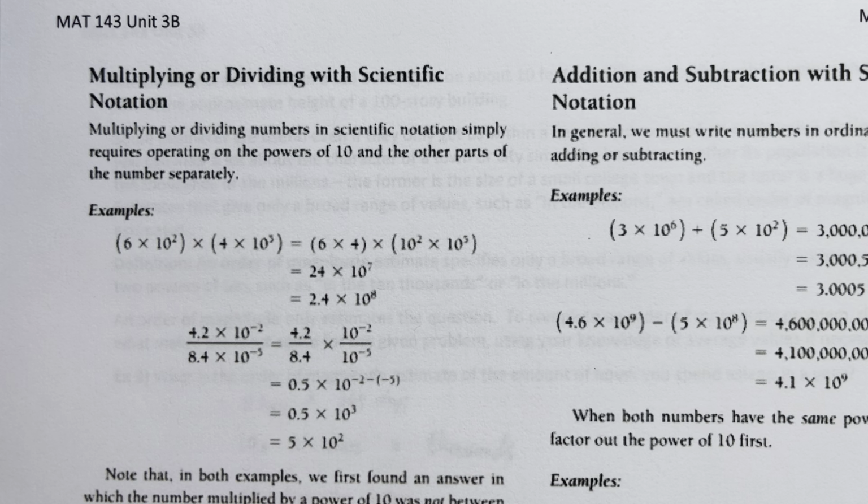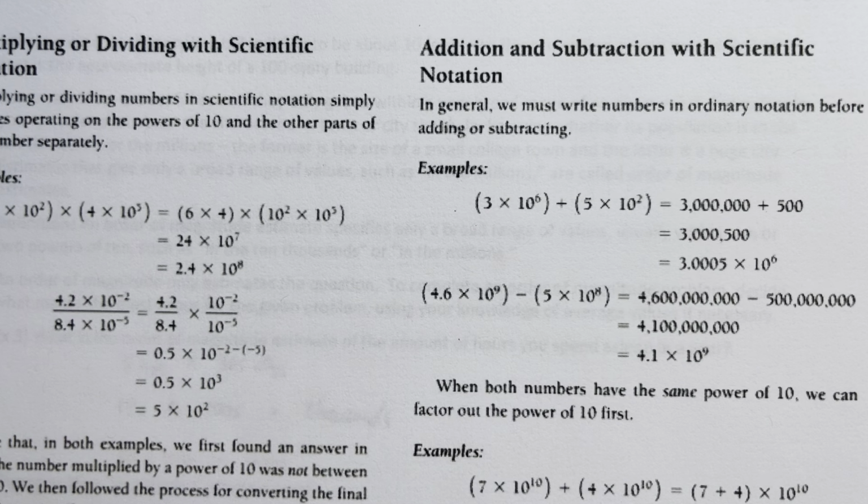If we're going to divide, we're going to do a similar thing. So I'm going to divide 4.2 by 8.4, and then I'm going to subtract the exponents. So negative 2 minus a negative 5. That gives us 0.5. Two negatives make a positive, so 10 to the 3rd. Similar problem, 0.5 is not a single digit number between 1 and 10. So we're going to have to move the decimal, and we end up with 5 times 10 squared.